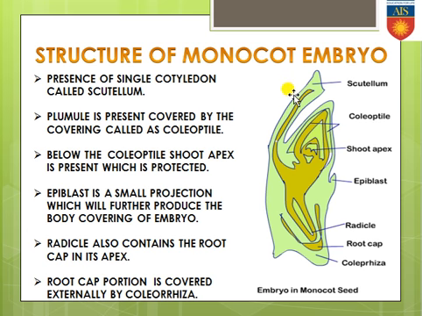Presence of scutellum, that is a single cotyledon, then presence of the coleoptile which is covering the plumule, and below the plumule there is a presence of shoot apex. Then there is an extension that is epiblast, then the lower portion containing radicle that is covered by the root cap, and at last there is a covering of the radicle also that is known as coleorhiza.